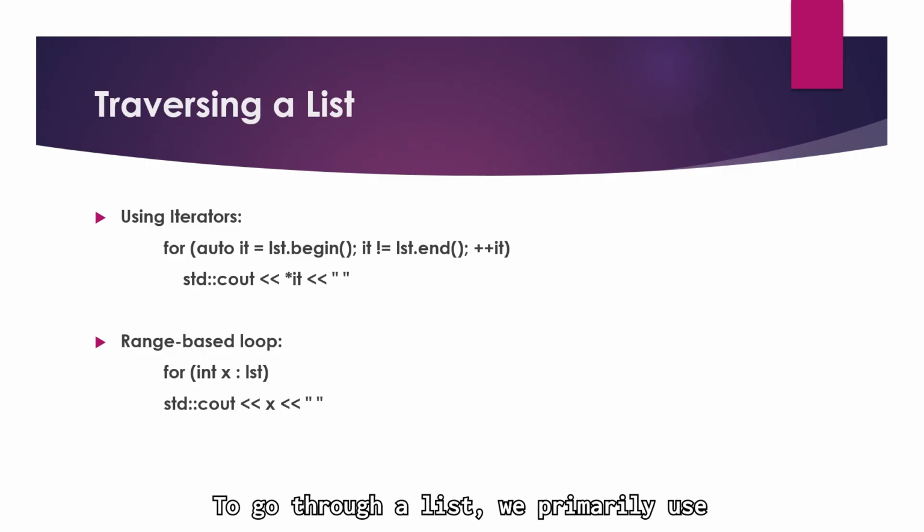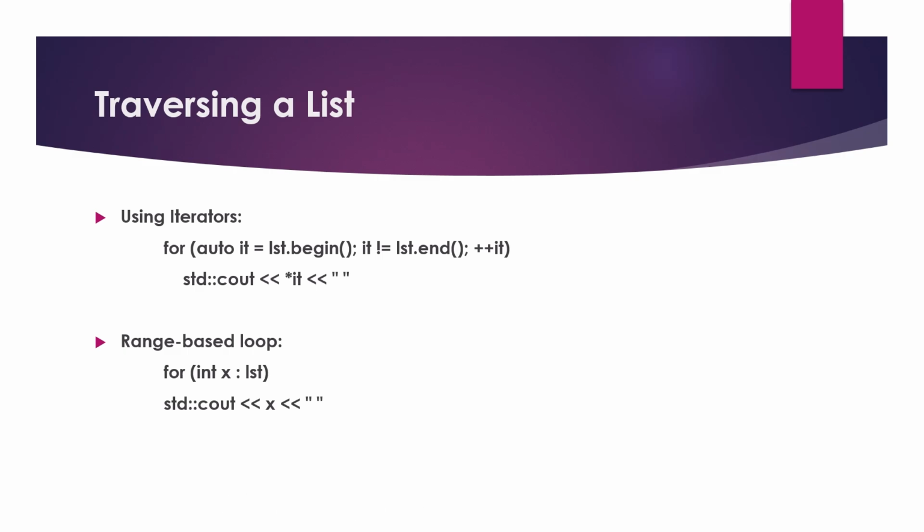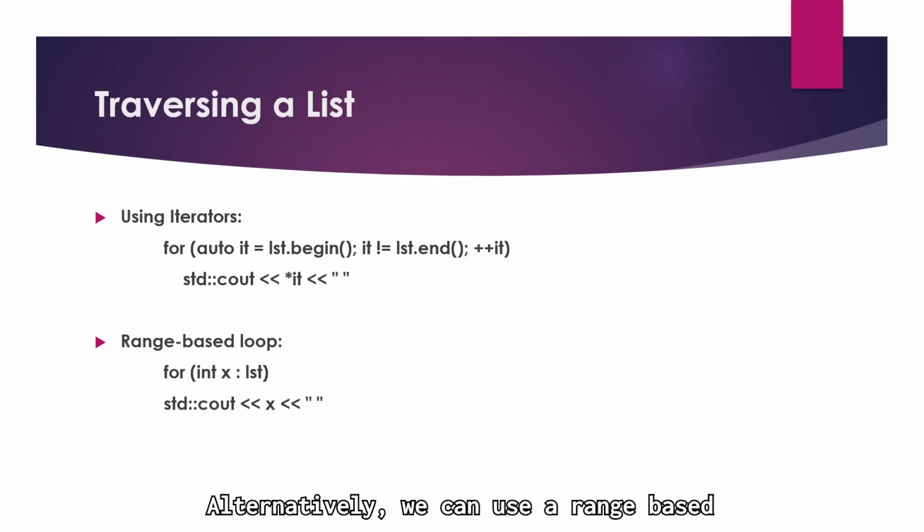To go through a list, we primarily use iterators. We start from begin and move till end, dereferencing the iterator to access each element. Alternatively, we can use a range-based for loop, which is more concise and readable when we just need to access elements one by one. Both approaches are valid. Use whichever suits the context of your code.